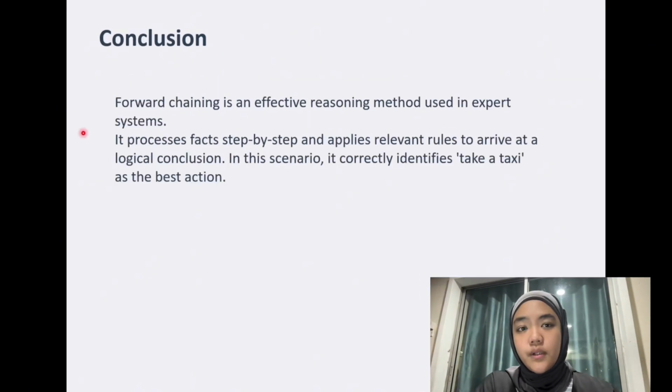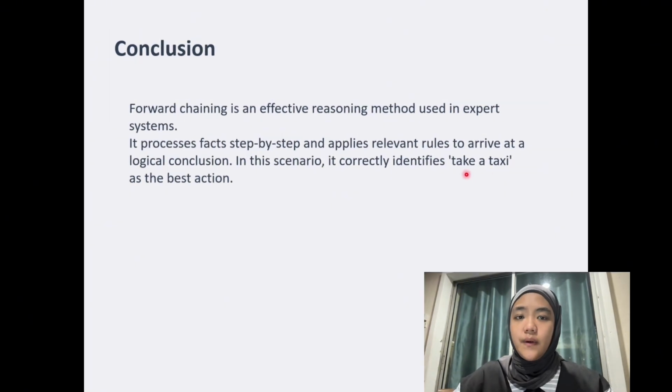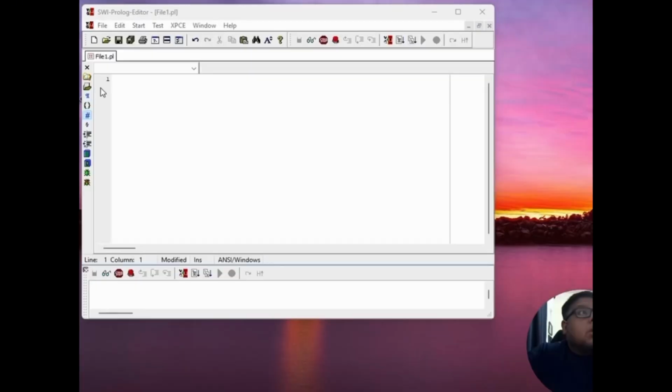To conclude, forward chaining is an effective method for reasoning in expert systems. It takes known facts and applies rules in a logical sequence to arrive at a conclusion. In our scenario, the system correctly determines that the best action is to take a taxi. Okay, thanks to Lisa for the various explanation.